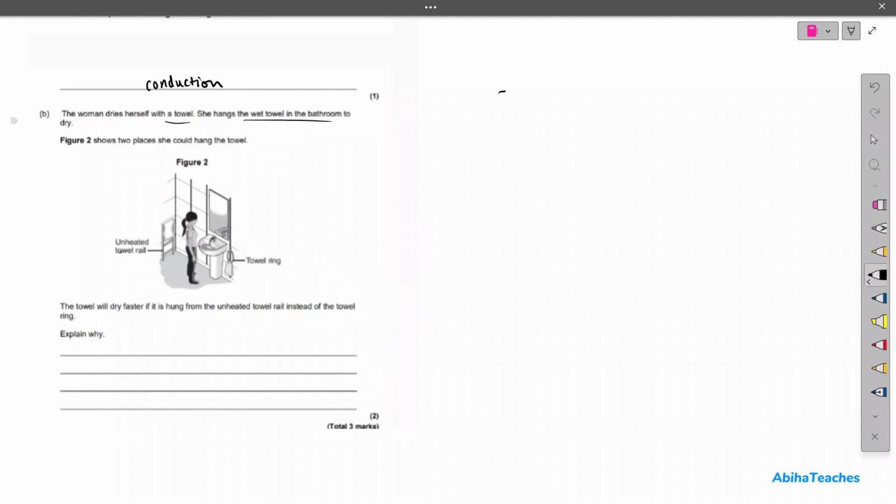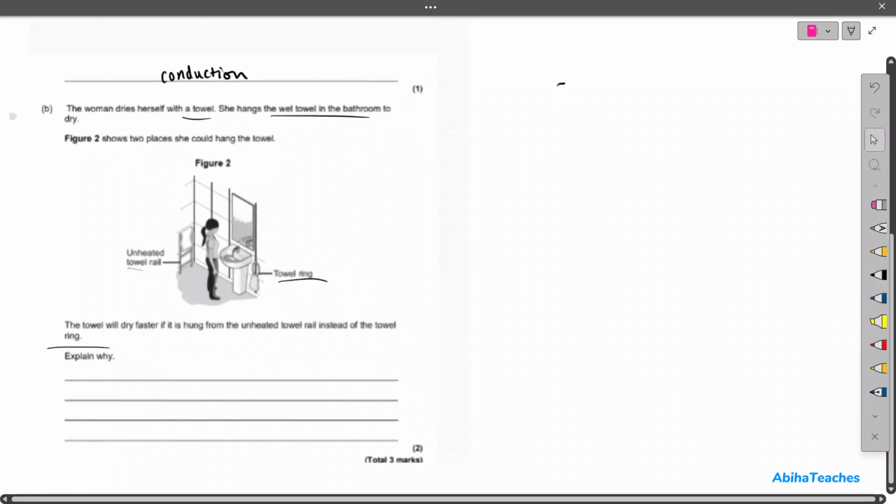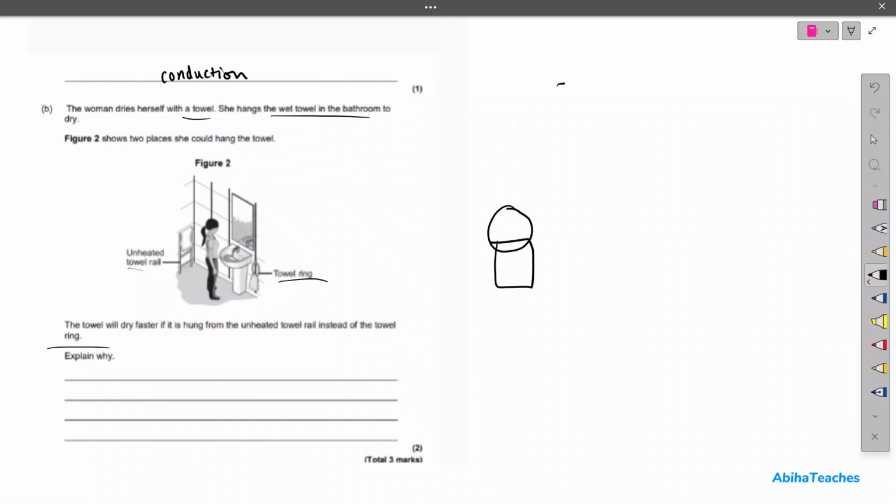Either on the unheated towel rail or the towel ring. The towel will dry faster if it is hung from the unheated towel rail instead of the towel ring. Explain why. Well, you can clearly see, it is a bit blurry, I'm not sure why, but the towel ring is sort of just a circle and you can just place your towel like that.